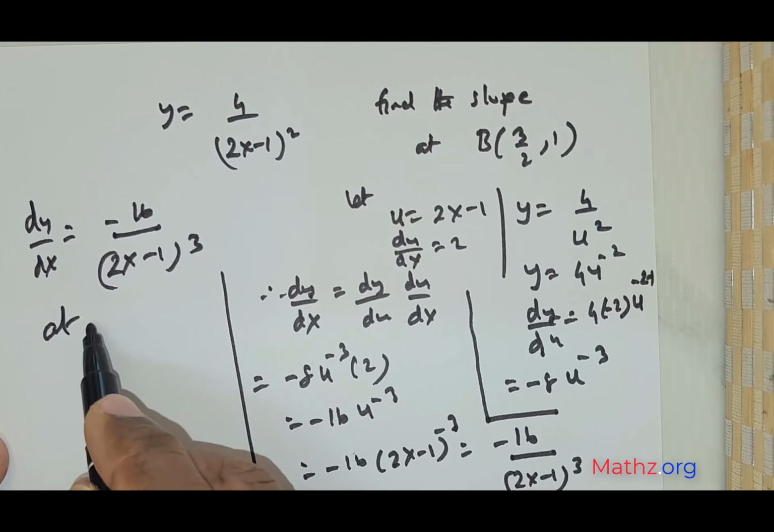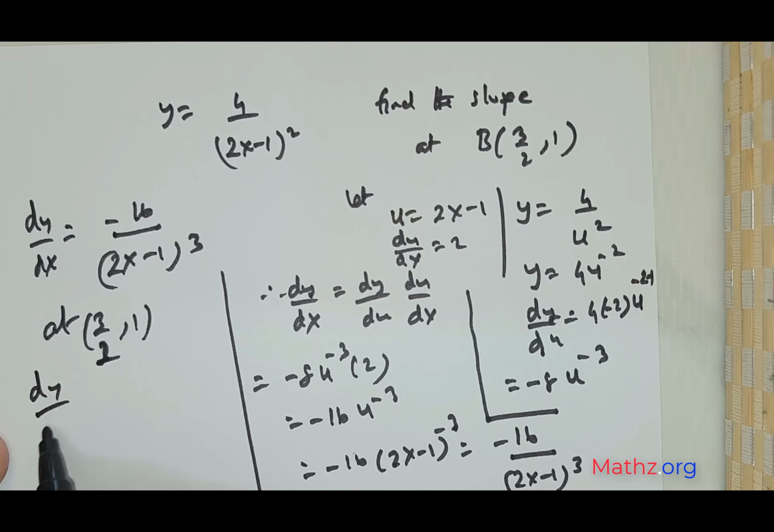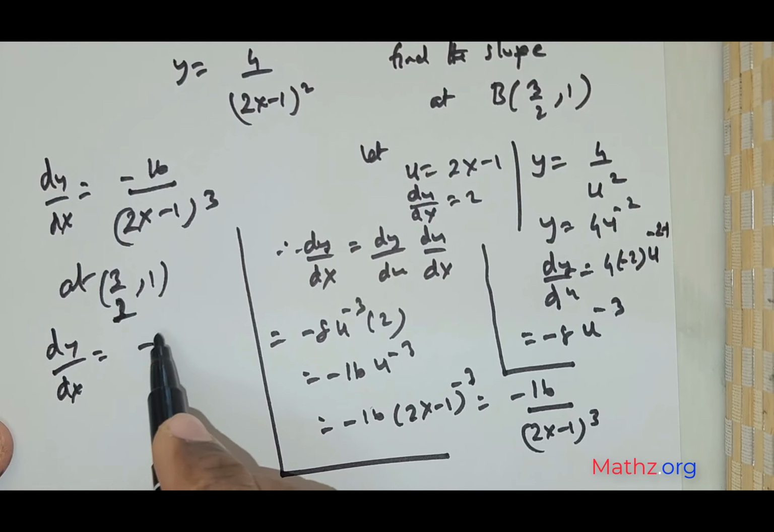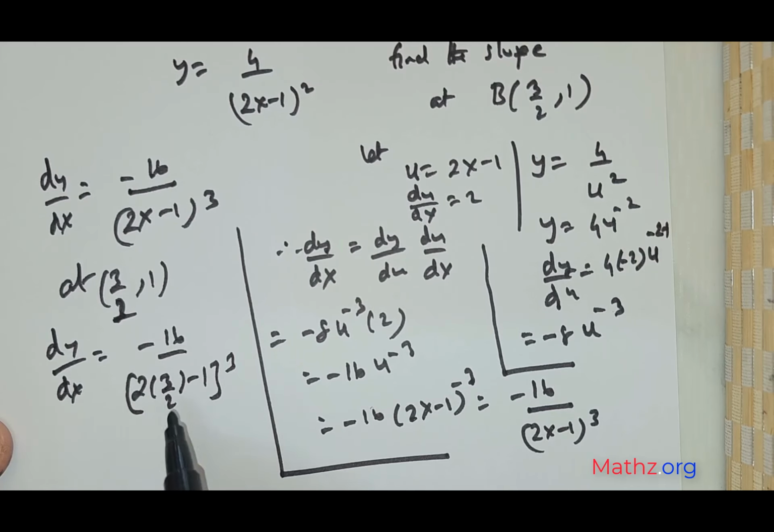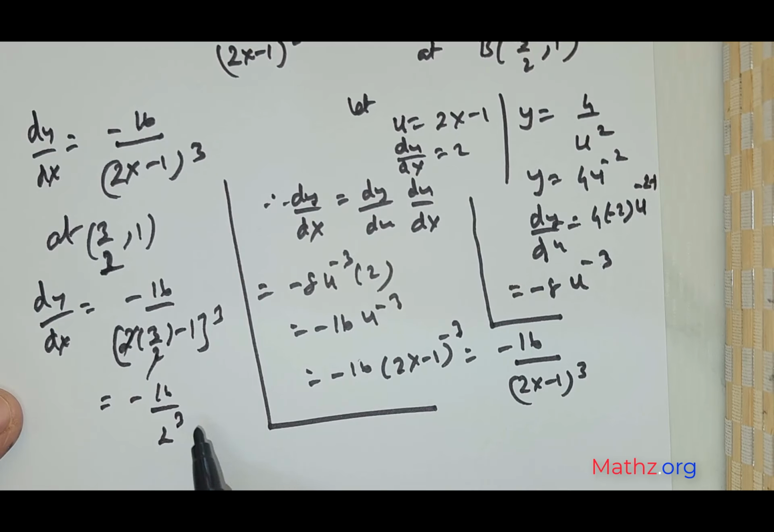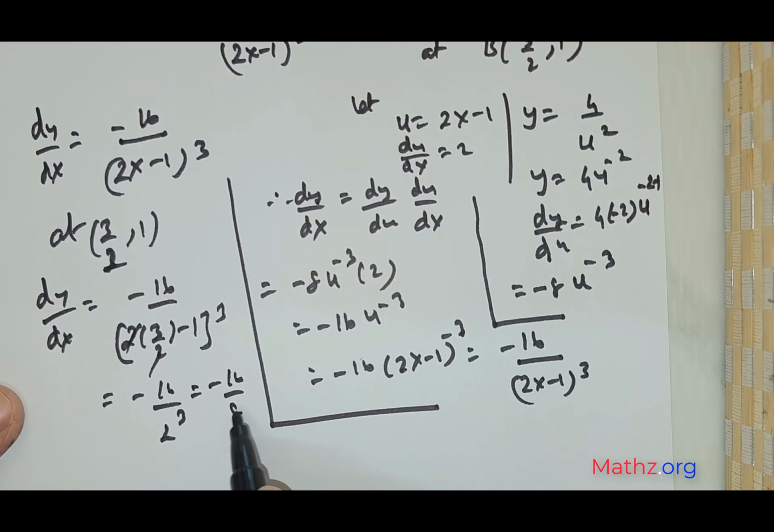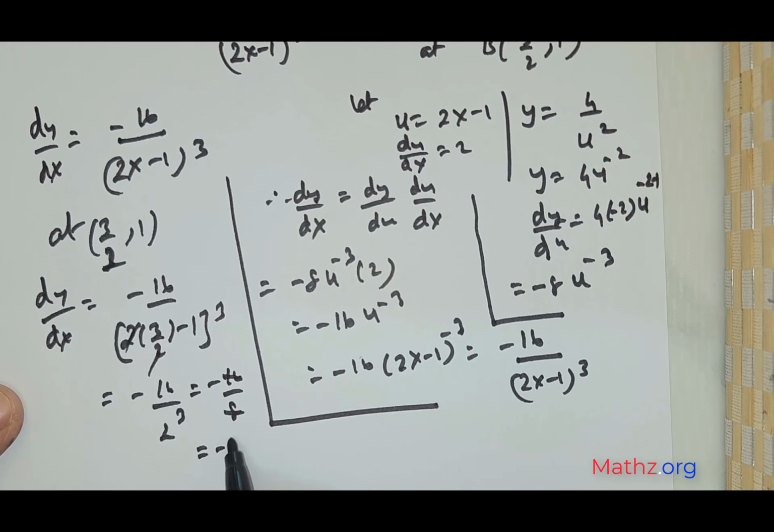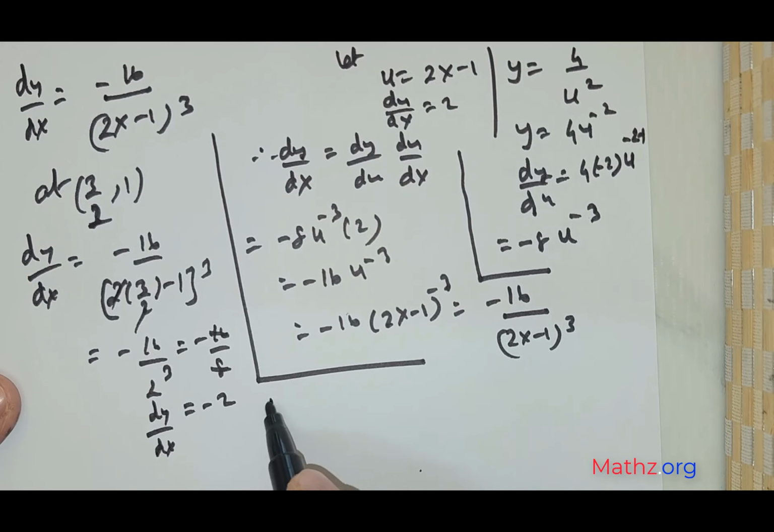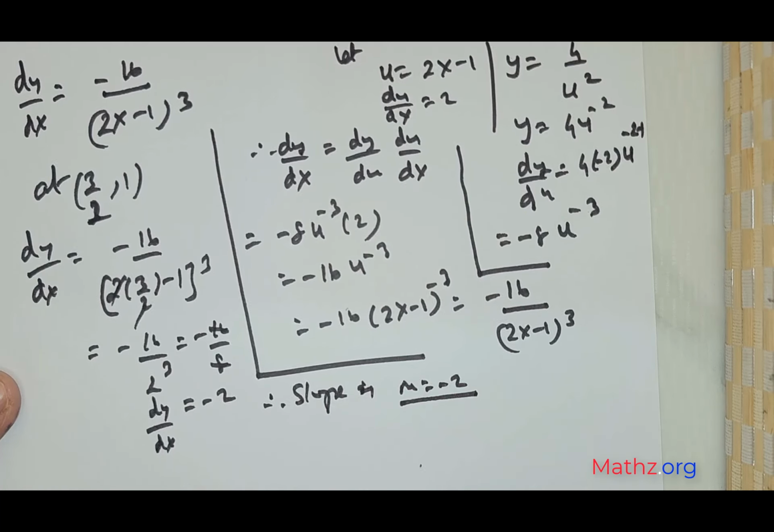Now we need to obtain the slope at the point (3/2, 1). So that means dy/dx is equal to negative 16 over (2 times 3/2 - 1) raised to the power of 3. So the 2 gets cancelled, giving you negative 16 over (3 - 1), that's 2 raised to the power of 3. So you have negative 16 divided by 8, which divides 2 times, so you have minus 2. So dy/dx is negative 2. Therefore the slope is m equal to negative 2.